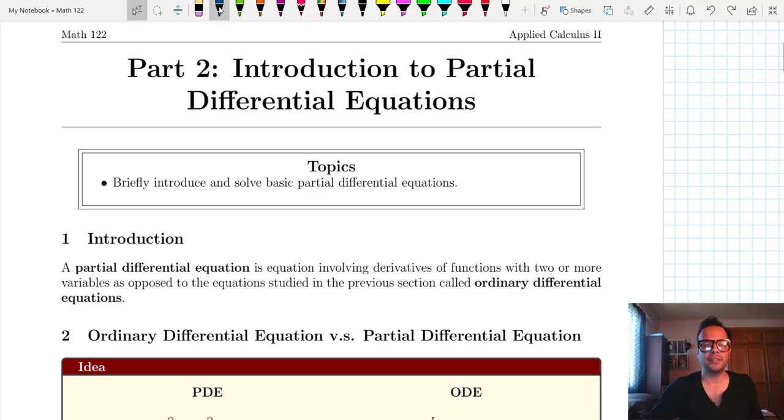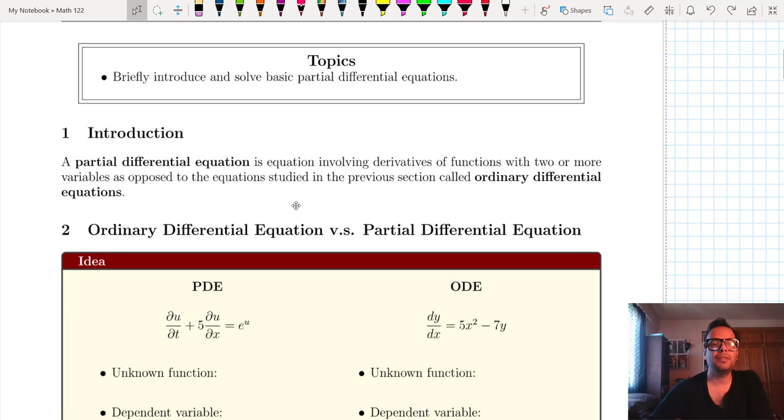Hello everyone. So in this video we move on through this chapter in differential equations. Part 2, we briefly introduce partial differential equations. Let's make a distinction between ordinary differential equations and partial differential equations. So in this case, a partial differential equation involves derivatives of functions that have two or more variables as opposed to the equations that we studied in the previous sections that had only one variable.